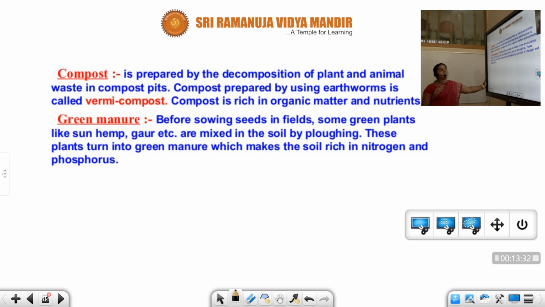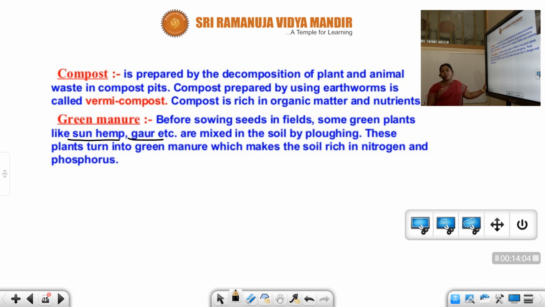Green manure: before sowing the seed in the field, some green plants like sun hemp, gar, etc. are mixed into the soil by ploughing. By the time of ploughing only, children, simply before sowing the seeds, some green plants like sun hemp, gar, etc. are mixed with the soil by ploughing. So these plants turn into green manure, which makes the soil rich in nitrogen and phosphorus. So it's a very excellent procedure.